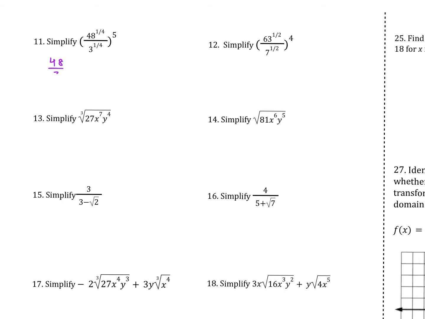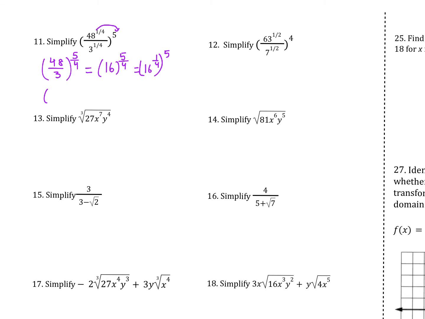48 divided by 3. You take the 1 over 4 outside, so that becomes 5 over 4. You reduce 48 divided by 3 to 16. And 16 to the power 1 over 4, and to the power 5. 16 to the power 1 over 4 is the 4th root of 16.